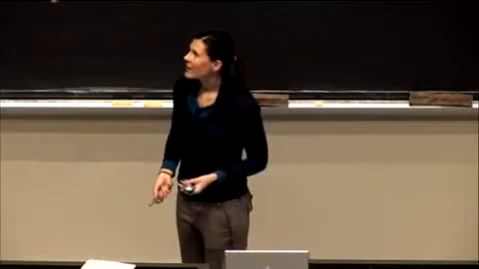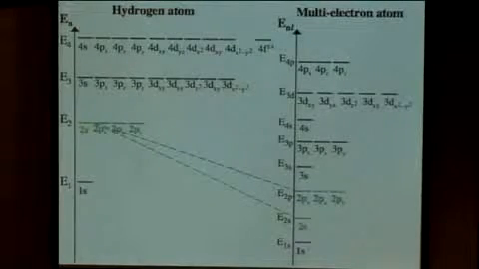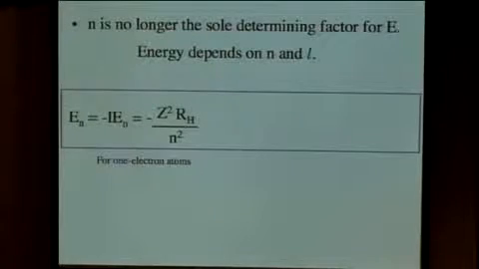But what I want to point out here, again, is the fact that instead of just being dependent on n, the energy level is dependent on both n and L. So n is no longer the sole determining factor for energy. Energy depends both on n and on L. And we can look at precisely why that is by looking at the equations for the energy levels for a hydrogen atom versus the multi-electron atom.